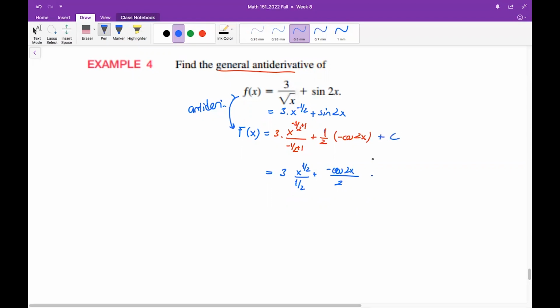Of course, we are searching for the general antiderivative function, so we need to add an arbitrary constant c at the end. And if you want to verify this, if you take the derivative, you will end up with the original function again. Okay, this will be the verification for you.